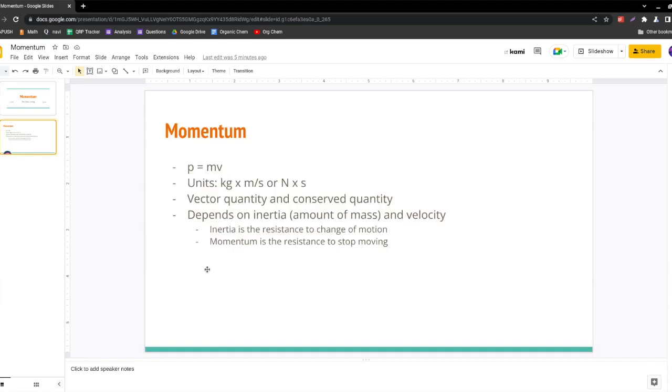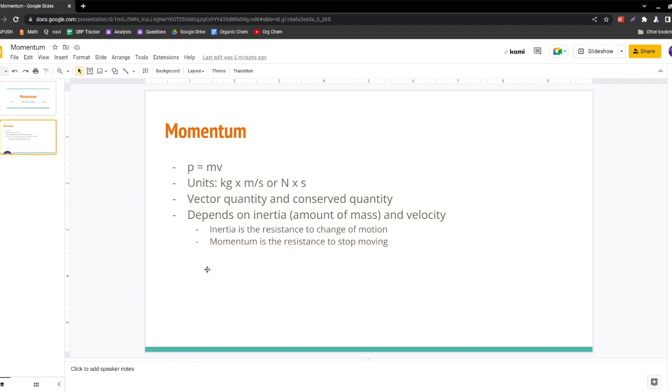Alright, so let's begin with momentum. Conceptually, momentum is the resistance of an object to stop moving. It's very similar to inertia, which we learned in Unit 2, I believe, with Newton's first law. Inertia is the resistance to change of motion. You always hear people say that if an object has a lot of momentum, then it's harder to stop. And momentum depends on two factors, which are mass and velocity.